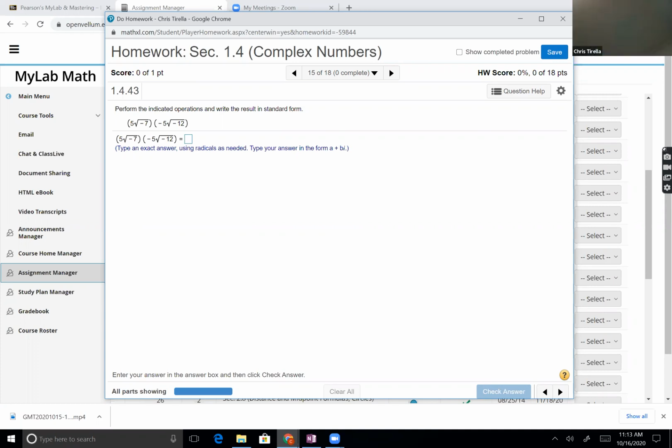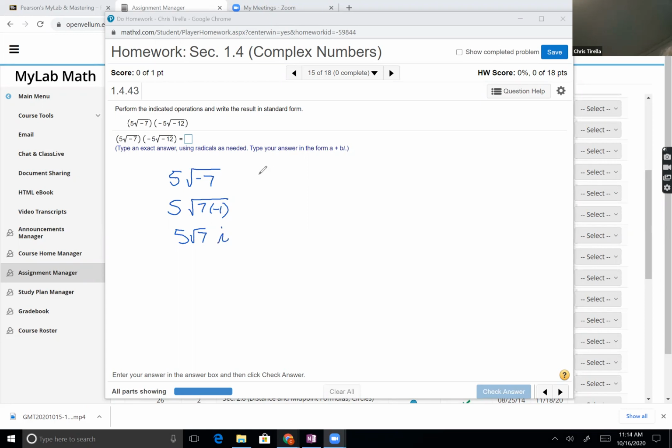In 15, what you've got, first of all, are two things that have negatives under the radical. And so remember we said if you have a negative under the radical, the very first thing you want to do is put it in terms of i. So if I have 5 times the square root of negative 7, that's 5 times the square root of 7 times negative 1. So that gives me 5 times the square root of 7 times i.